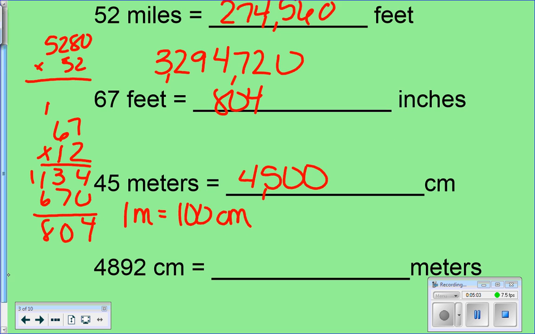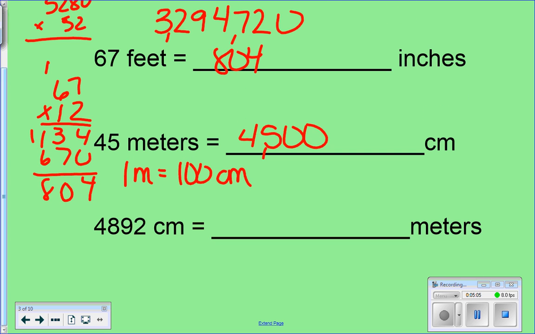Now let's talk about this one below. I have 4,892 centimeters, but I want to turn that back into meters. I need to divide this time. Why? Because I want to know how many groups of 100 I have in there, since there are 100 centimeters in 1 meter, to tell me how many meters it is. I can do this in my head.